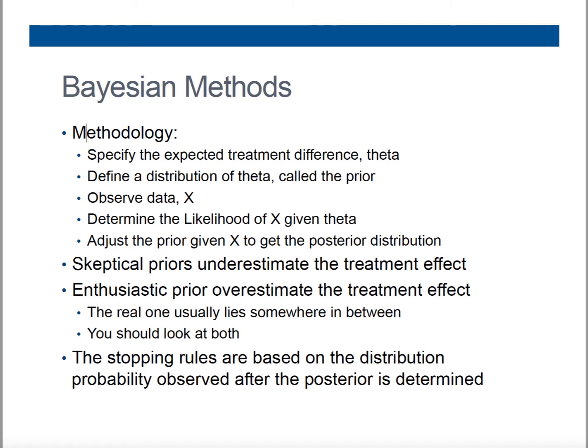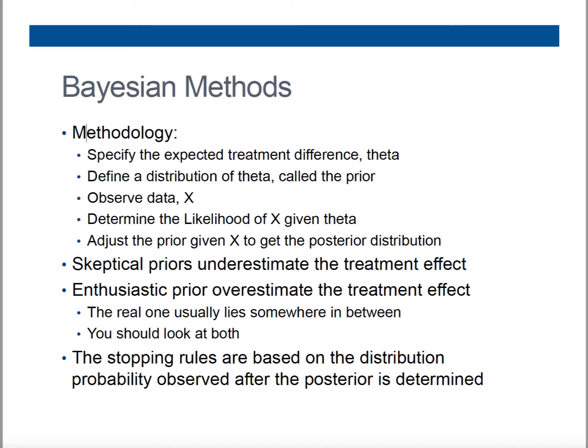Bayesian methods, the methodology is to specify the expected treatment difference, theta, define a distribution of theta, that's your prior, and observe your data, that's your X. Again, likelihood based, the likelihood of X given your prior distribution, and then adjust the prior given X to get the posterior. Skeptical priors underestimate the treatment effect. Enthusiastic priors overestimate the treatment effect. The real one is usually somewhere in between, and you should definitely look at the spectrum from skeptical to enthusiastic. The stopping rules are based on the distribution probability observed after the posterior is determined.